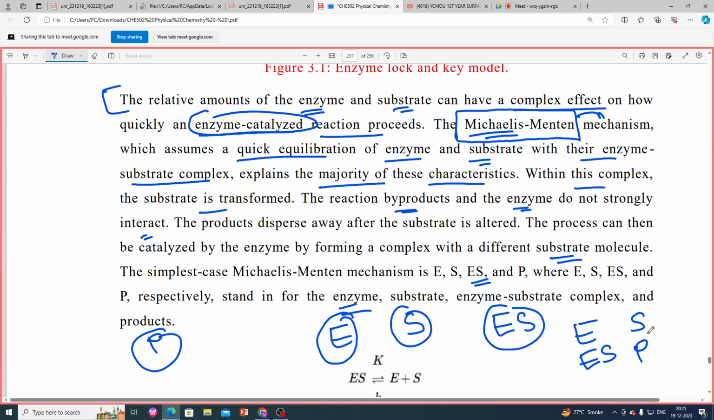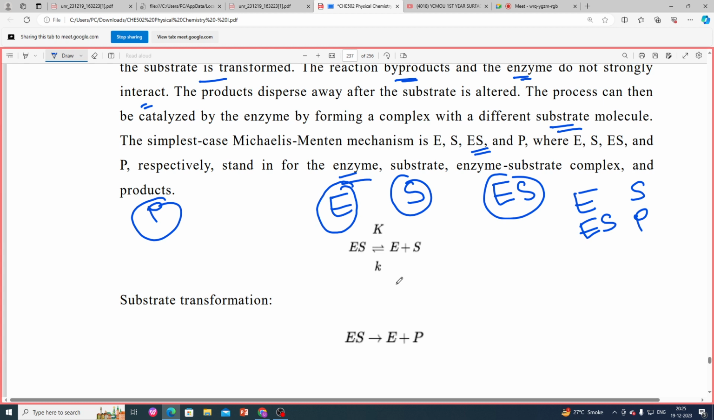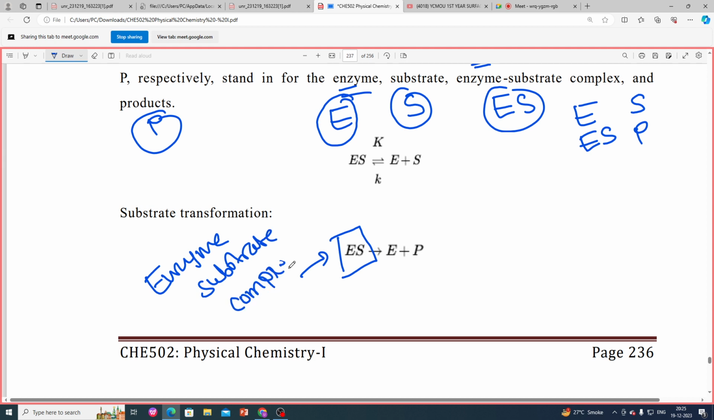and P the product. Okay, so here they can give the reaction. E plus S is in equilibrium with ES, where K1 is the rate constant. The substrate transformation, that is ES, gives us E plus P. Here ES means enzyme substrate complex, and this enzyme substrate complex is converted into the product, and we will get our enzyme back.